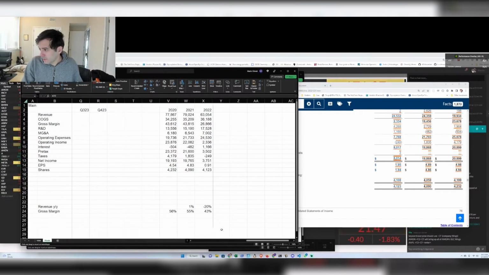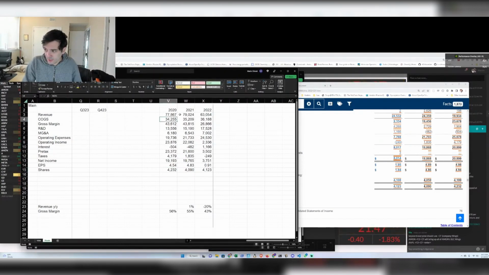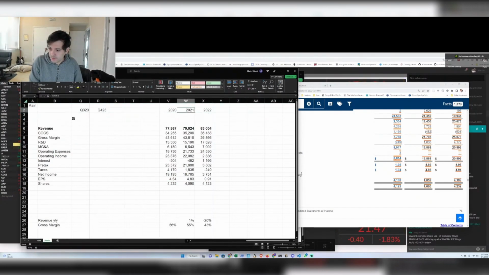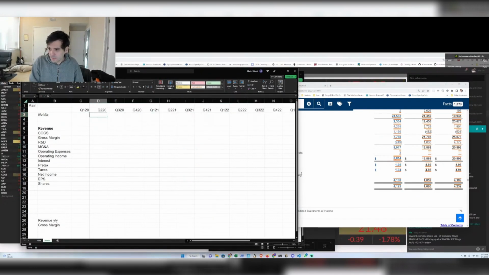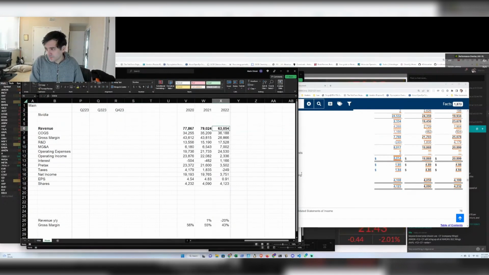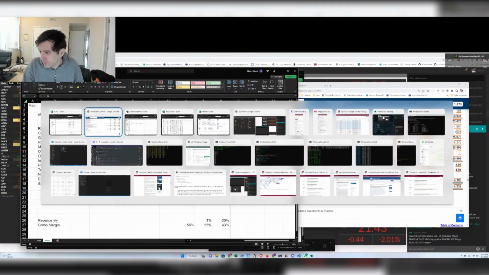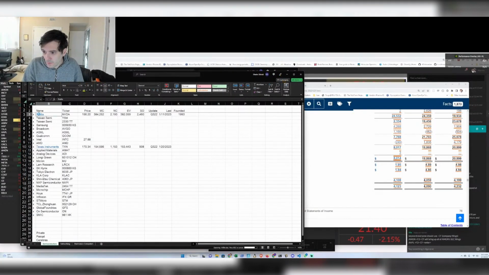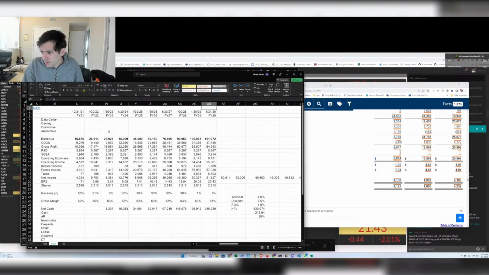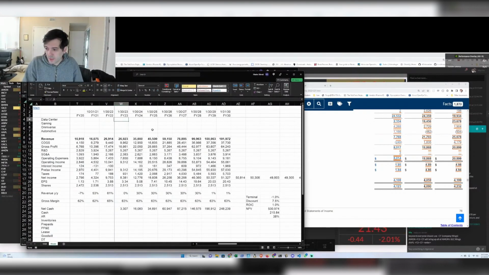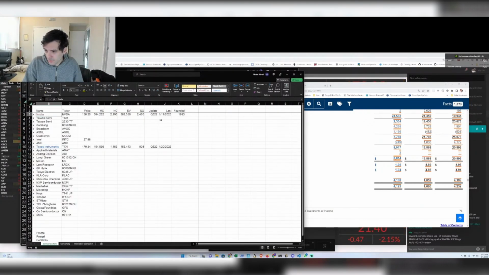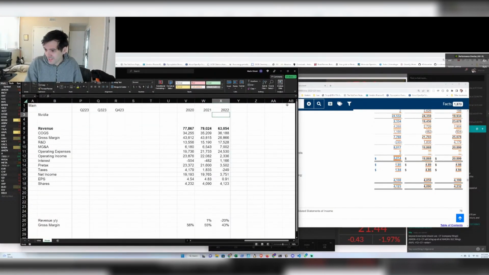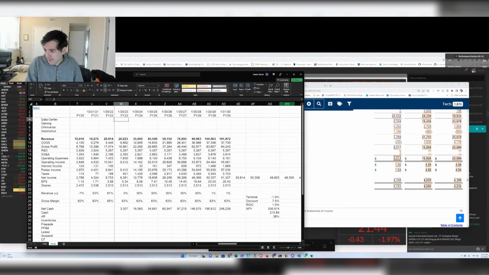I actually want to look at Nvidia real quick just so you can get a sense for how different these two companies are. Let's see. Okay, so Nvidia's a lot smaller revenue-wise, even though they've got 3 times the market cap. Isn't that funny?